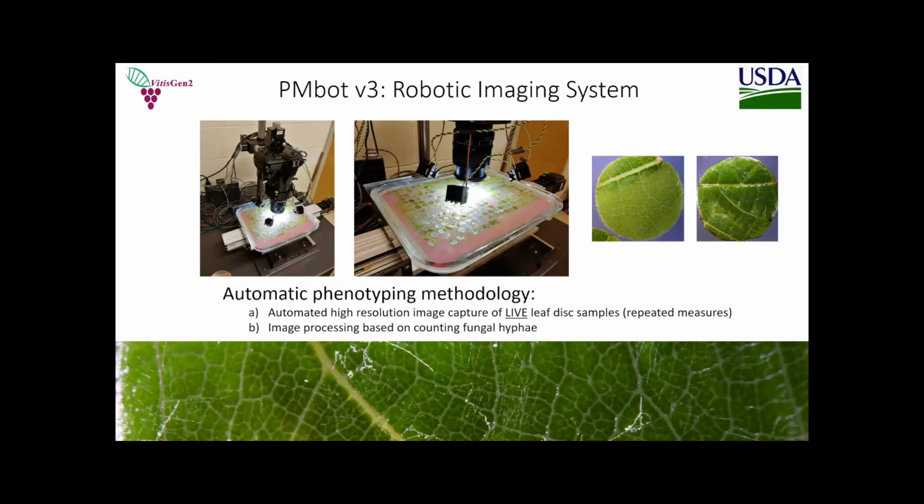So in my talk, I'm going to tell you about basically 2 steps in our automated methodology. First, how we use automated high-resolution image capture of live leaf disc samples, unlike Vitis Gen 1 when we were clearing the chlorophyll and staining the fungus. By having live image capture, we are able to take repeated measures on the same samples. In addition, then as a separate step, we have image processing based on counting fungal hyphae.